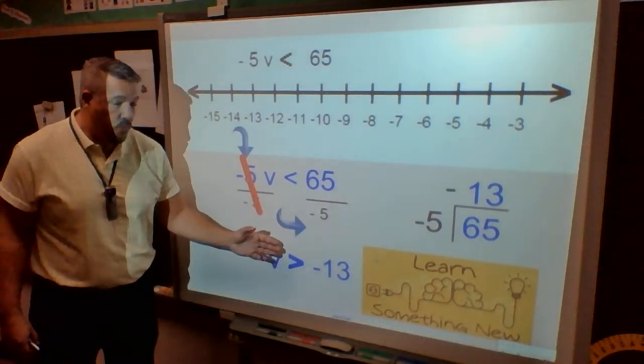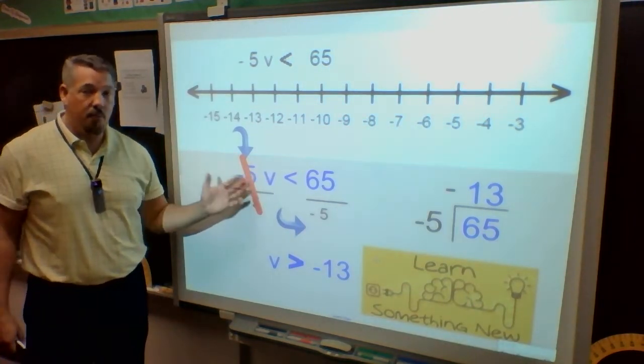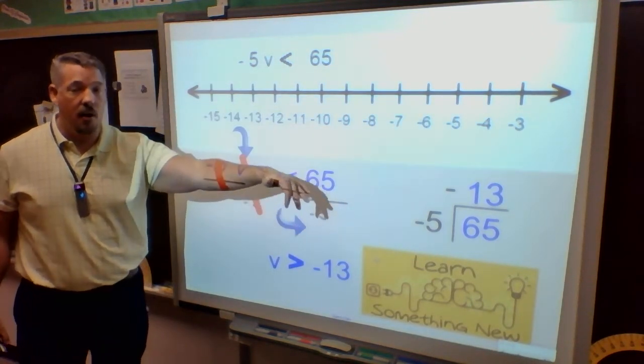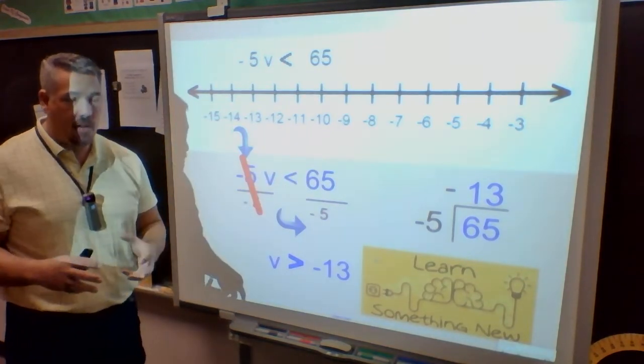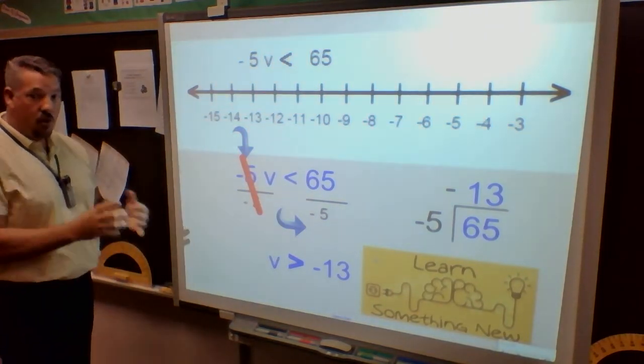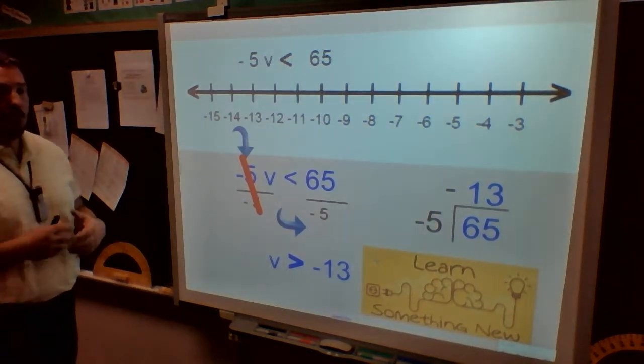So I know v is greater than negative 13. It's not less than, because on my opposite side I had to do a multiplication or division with a negative. That does change one thing. That's the new thing in this lesson. So then, the next step is not the new thing.